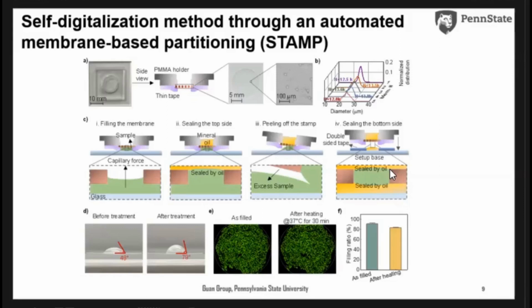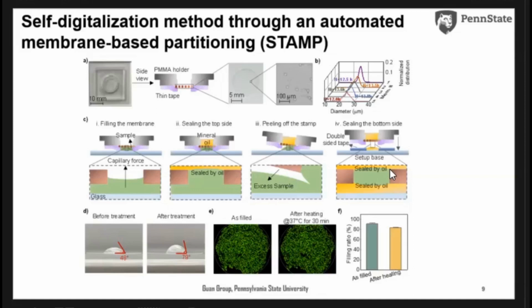So far most of the pores can be filled, but there is a thin layer of the assay on the bottom of the membrane. To remove that, we slowly peel off the stamp from the glass. We also do a treatment to make these membranes hydrophobic. Because the membranes are hydrophobic and the glass is hydrophilic, we can get rid of this excess sample. And at the end, we seal the whole membrane.